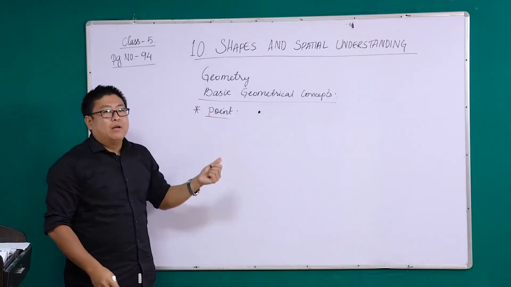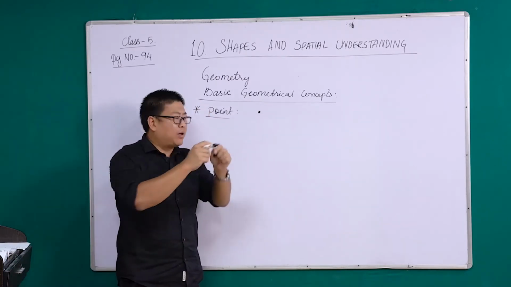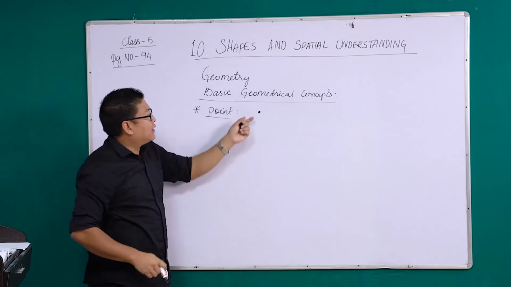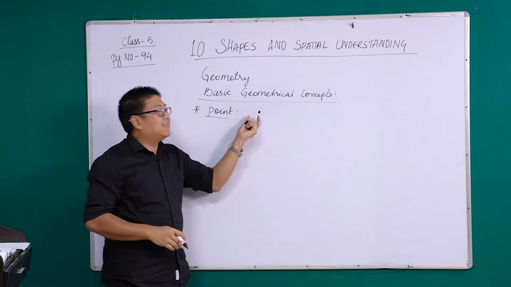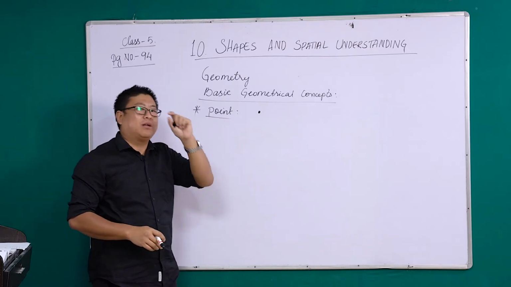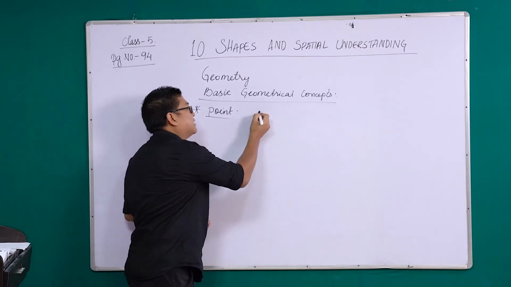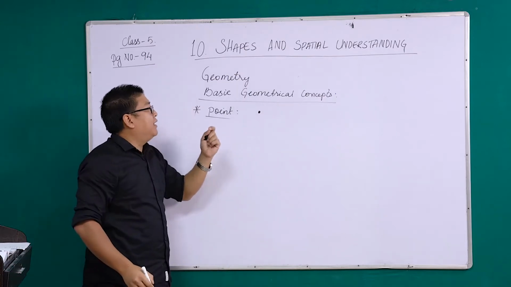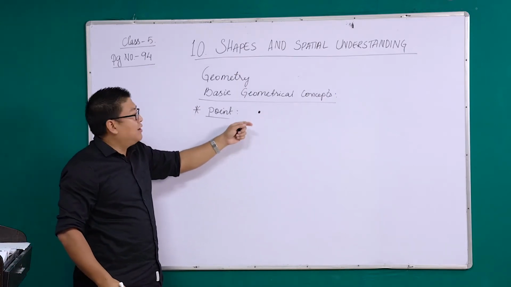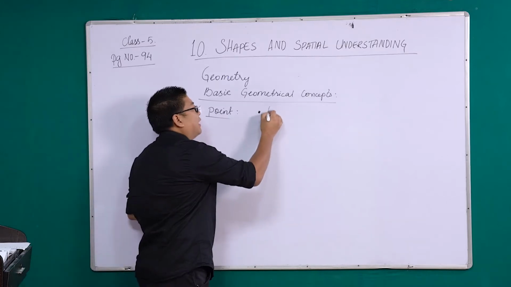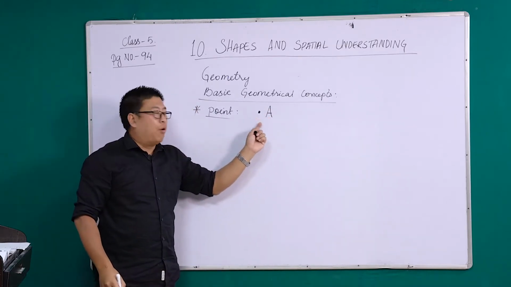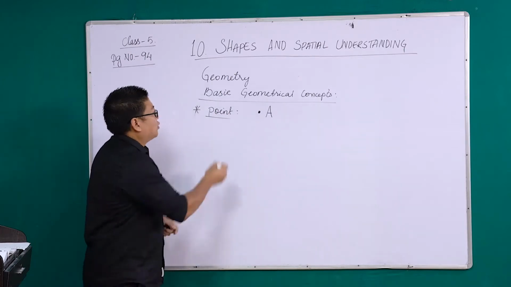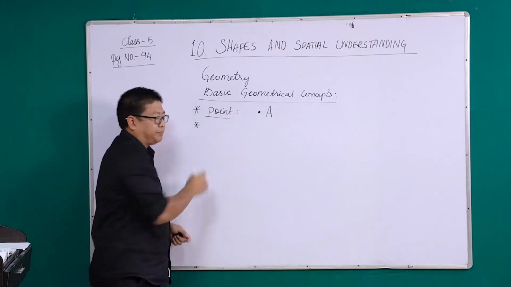So here, this dot has no length. You cannot measure this with a scale. It has no thickness. It has no breadth. So this point is simply called a dot, okay? So this is a point given. Now we have to learn how to name this. Now for example, I write a letter A. So this becomes your point A, all right? So this is all about point.